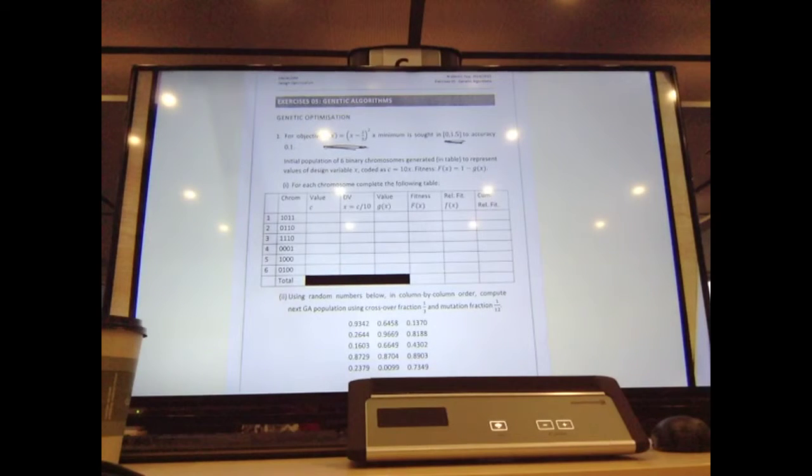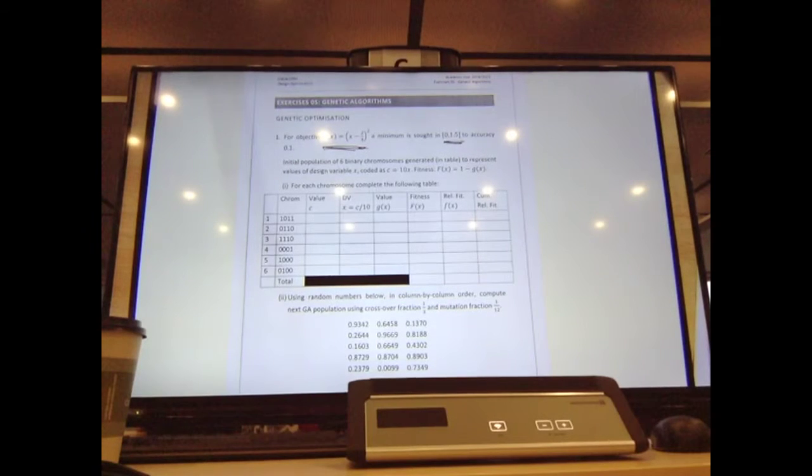So, first of all, how would you show that the chromosome design that's been chosen will satisfy the accuracy required? Count the bits. How many zeros? You'll have to count the bits at some point, but what do you just need to do before that?